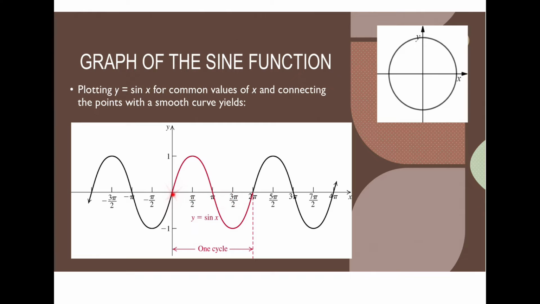And so within this area here, we've done one cycle. And so this would be my period. My period is 2 pi. It repeats every 2 pi. And we see it going again. That's the graph of the sine function.